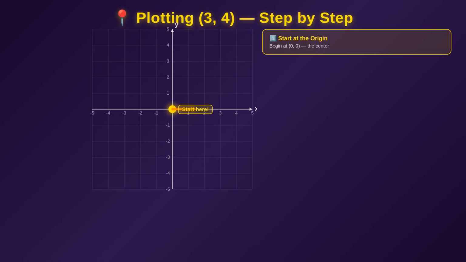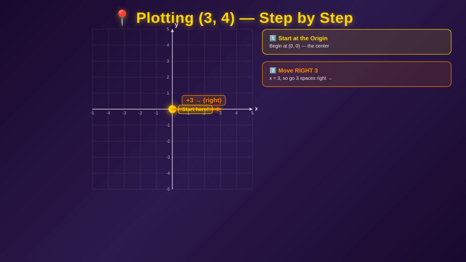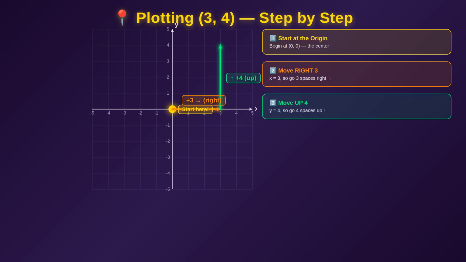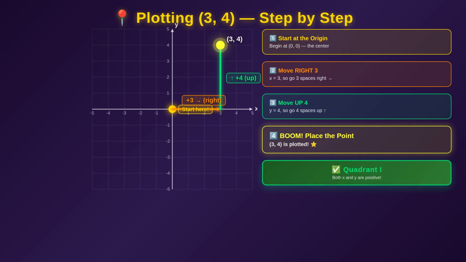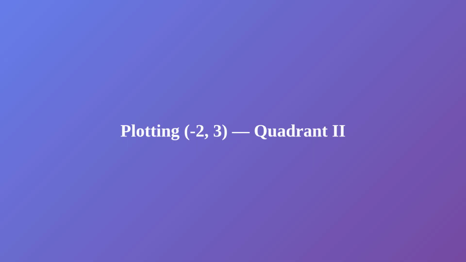Let's plot Maya's first point together, the ordered pair (3, 4). Remember, x first, y second. Start at the origin, (0, 0). The x value is 3, so we move 3 spaces to the right along the x-axis. Now the y value is 4, so from that spot we move 4 spaces up. And boom, we place our point right there. That's the coordinate (3, 4). It lives in quadrant 1, where both values are positive. Nice work, Maya! Great job!